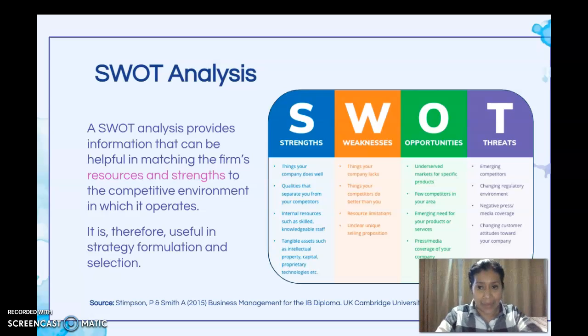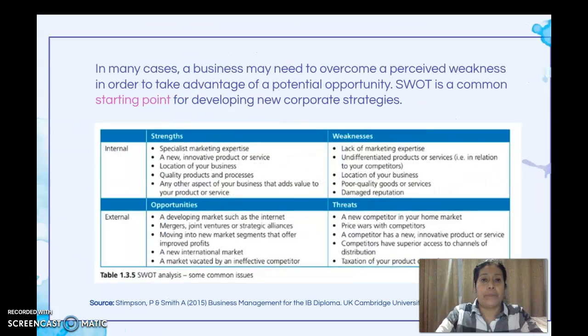So, guys, I am also sharing with you this table that is taken from the book. The table is 1.3.5. You can find it in your book. And in here, they are also giving you some of the options for strengths and weaknesses, and also opportunities and threats. So we will check some of these points.